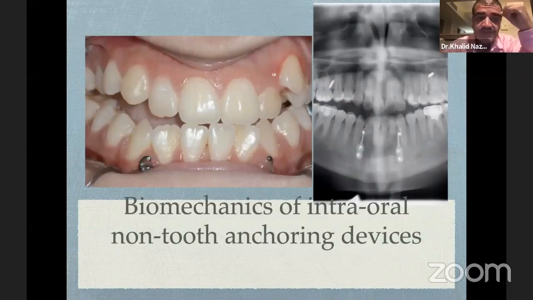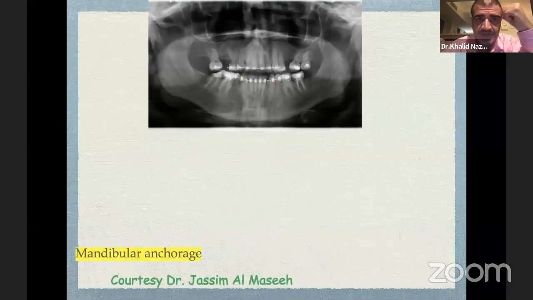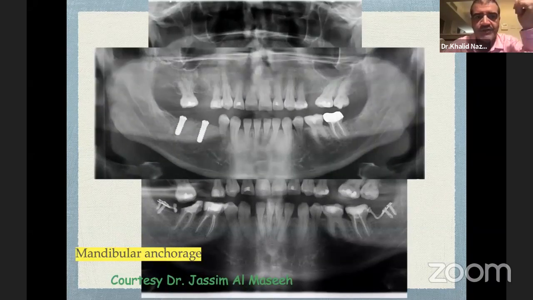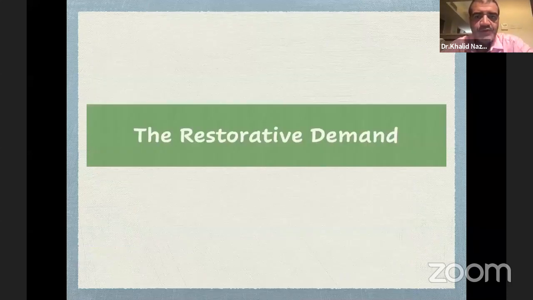So biomechanics of non-tooth anchorage devices are one of the important tools that we periodontists can help the orthodontists explore and use. Again, in many scenarios that we use for anchorage, even sometimes implants can be used for that. Now let me move to something else, which is the restorative demand.